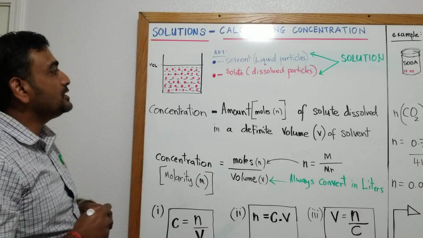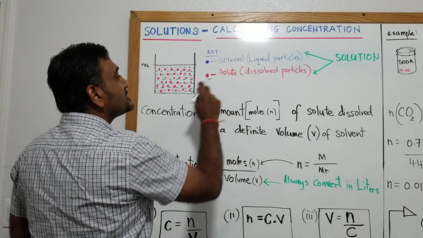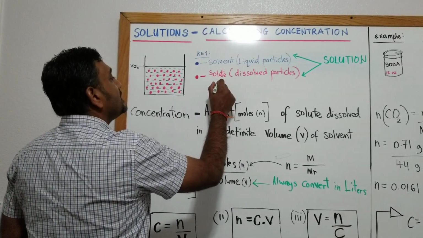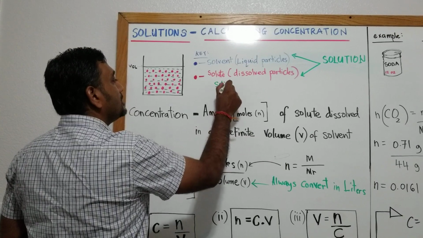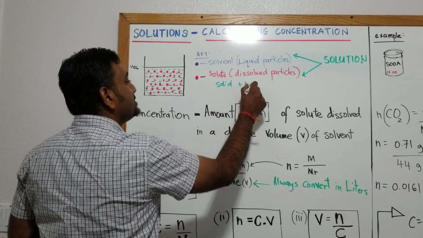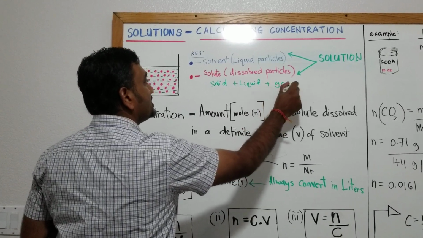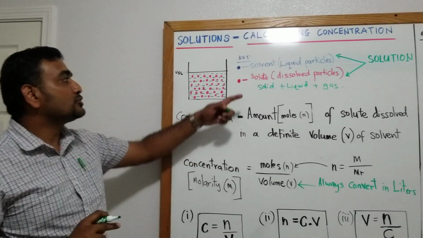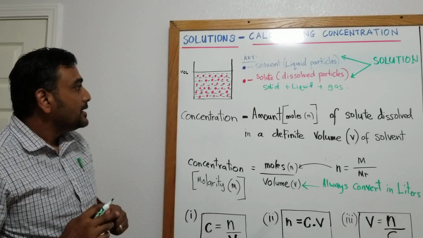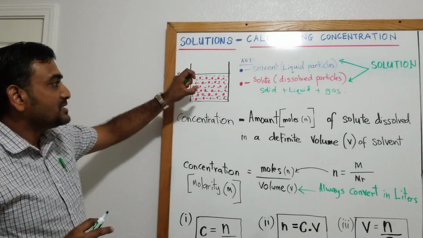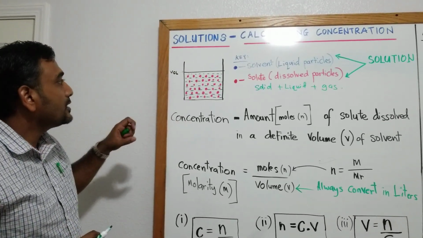Anything that dissolves into the liquid is called the solute. It could be a solid, it could be a liquid too, and finally it could be a gas. So anything that dissolves in water is called a solute. Now when the solute and solvent mix in a certain ratio, a solution is formed.